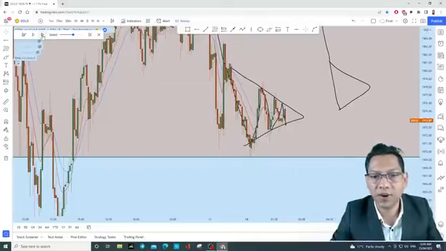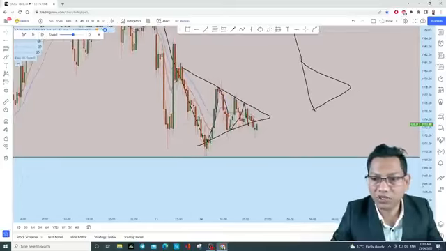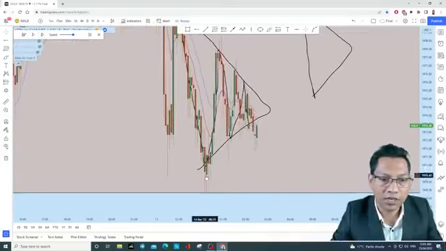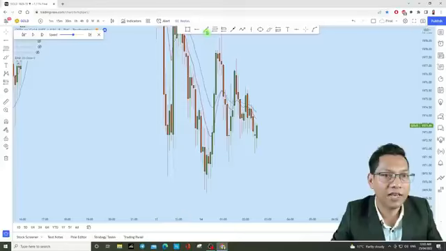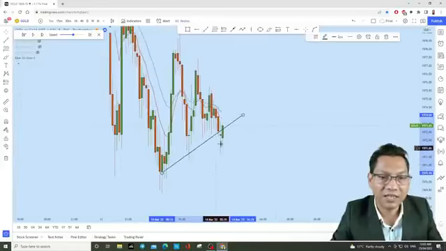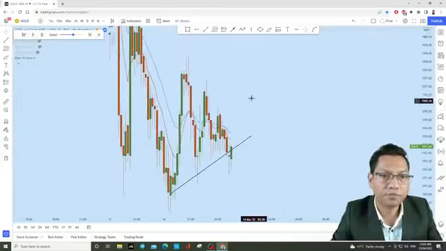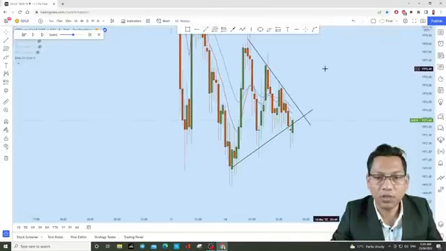Okay, we see that the price is now just consolidating in this zone. We saw a breakout from the structure, but it's still not yet. You see, this is the bottom of the structure. Let me delete all of them so that we know clearly the structure level. So this is the structure. Still, it didn't break out. Let me draw the structure. Still it is in between the structure.